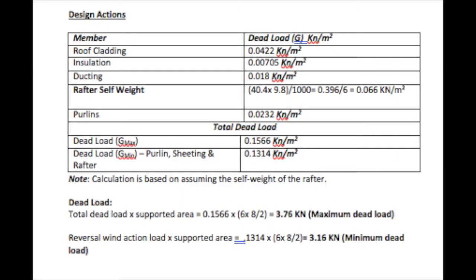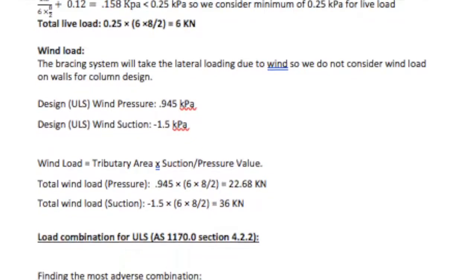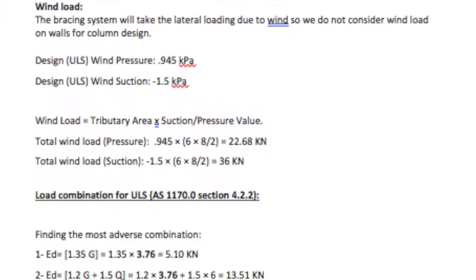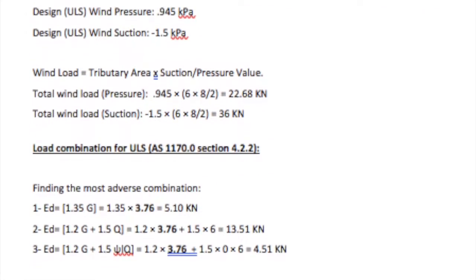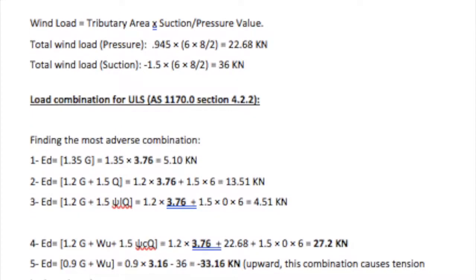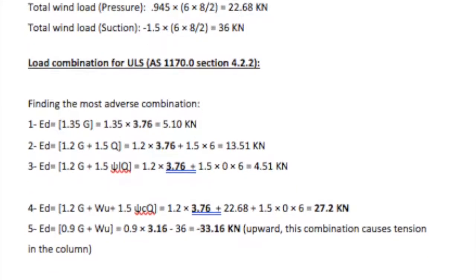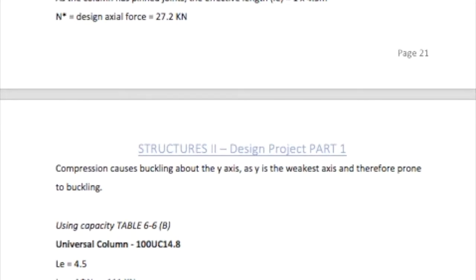The column design was conducted through the use of dead loads and live loads applied to the structure. The dead loads included the weight of the roofing, insulation, ducting, purlin self-weight, and the rafter self-weight. The live load was determined using the Australian standard, as the loads were deemed to be uniformly distributed. Subsequently, after assessing the relevant loads, the critical compressive and tensile loads were deduced.